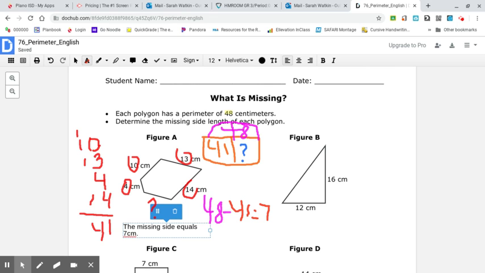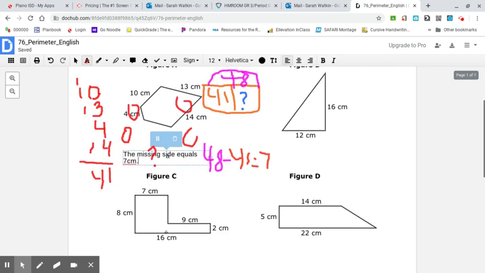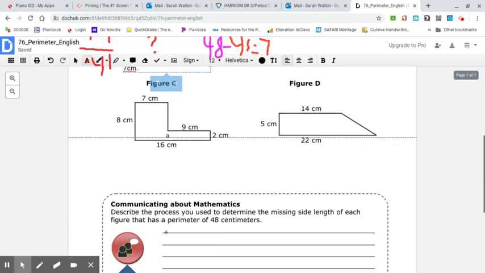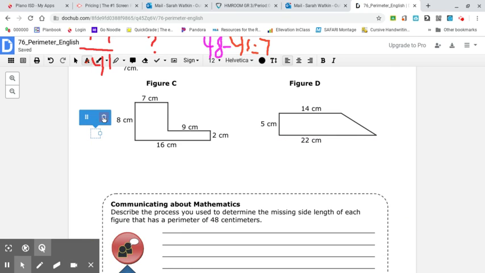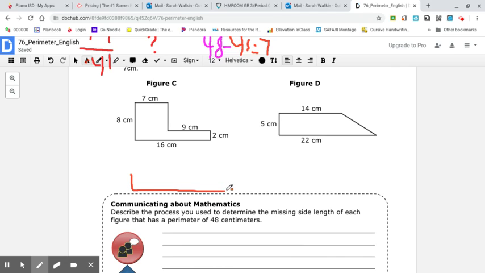Let's do another one together. We're going to go down here, and we're going to look at figure C. So we're still looking for perimeter 48. So let's go ahead and draw our box now, and let's start it all the way from the beginning.